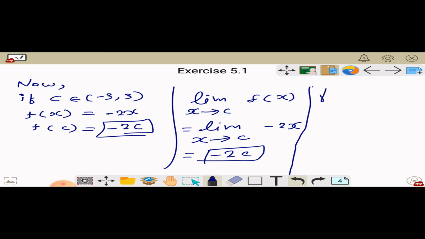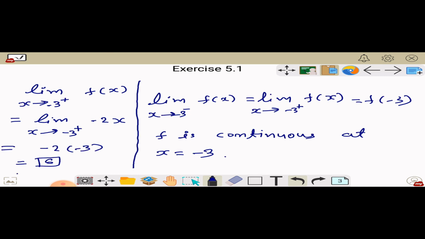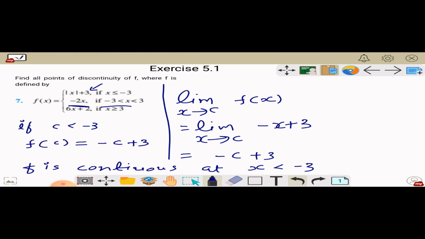So let me write it here. f is continuous at x belongs to minus 3 to 3. Now for x greater than 3 or x equal to 3, we have to check the continuity at x equal to 3 and all the points which are greater than 3.